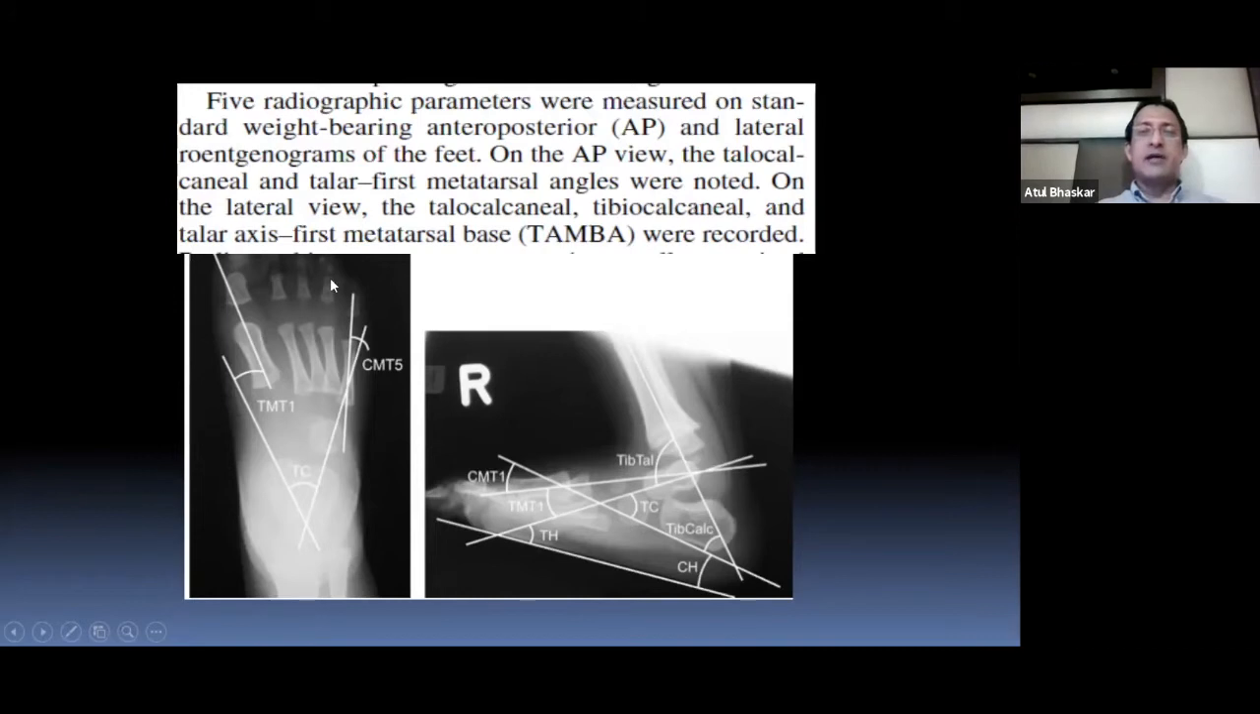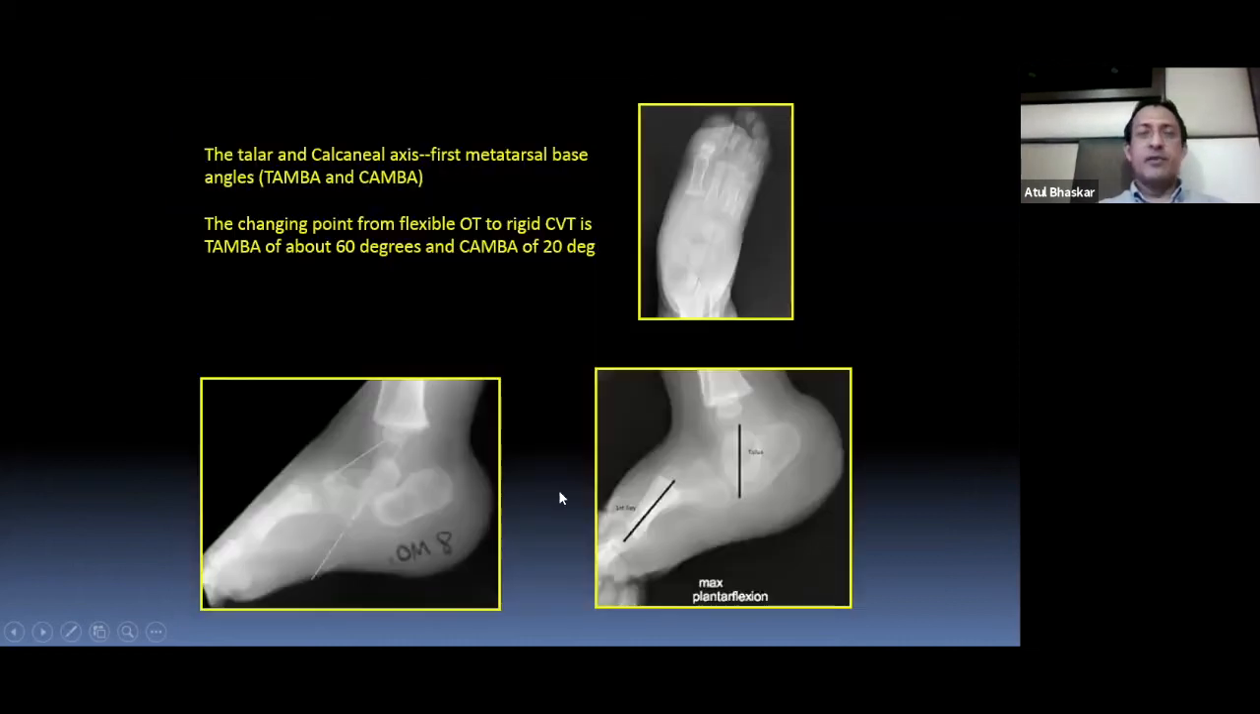So these angles are important to draw, especially in an older child, and if you're planning to do surgery, because unlike a club foot, where we don't take any X-rays, in vertical talus we always do an X-ray and we try and restore the talus axis in line with the first metatarsal axis. So this is an example of those angles.